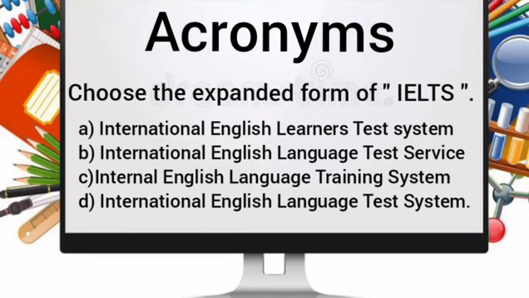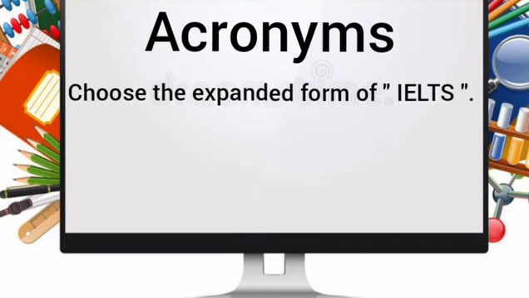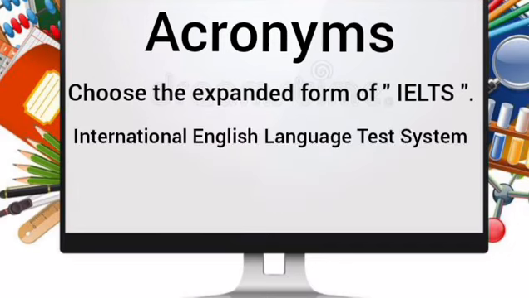International English Learners Test System, International English Language Test Service, International English Language Training System, International English Language Test System. What is the correct answer for IELTS? Option D, International English Language Test System. Right? So this is the way they will be asking the question for abbreviations and acronyms. Okay. Let us move on to the next topic.